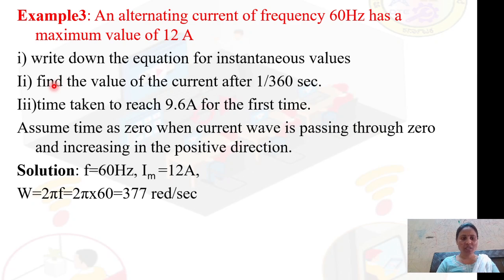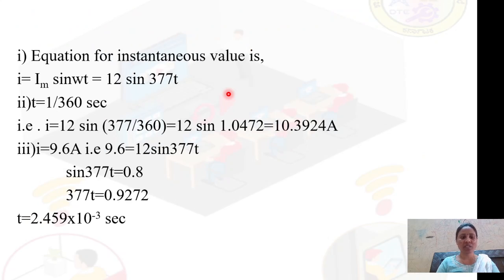The second thing is to find the value of current when time t is equal to 1 by 360 second. So we substitute the value of t in the 12 sin 377t equation, and we have calculated its value to be 10.3924 amps.